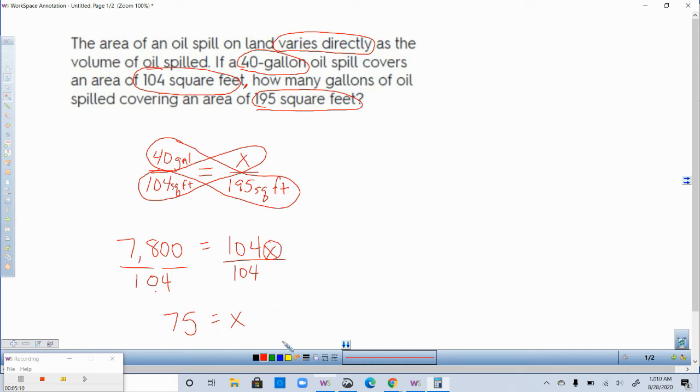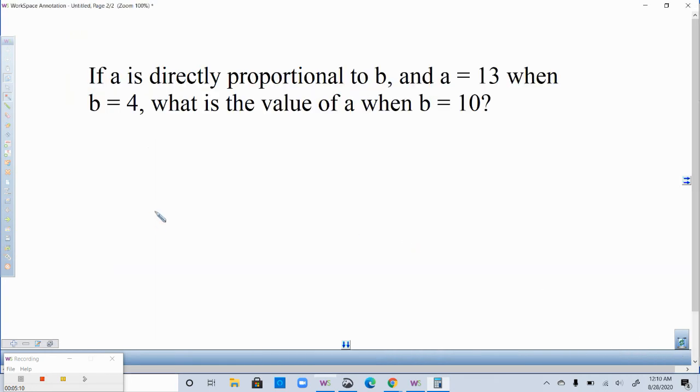Okay. So we're going to take a look at another one. Okay, so on this one, you can tell it's proportional because it says directly proportional. So it's got to be a proportion. So "varies directly" is the one we tend to see the most, but every once in a while you'll see "directly proportional." So we want to prepare you for it.